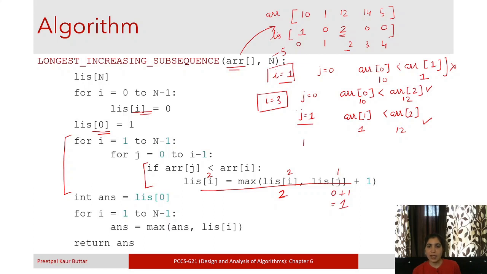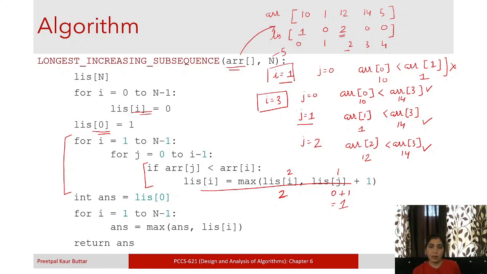When I is 3, j can vary from 0, 1 to 2. Okay, so we will also consider array at 2, and here we will compare it with array at 3 because I is 3. And what is the value at 3? Value at 3 is 14. And at 0 it is 10, then 1, then 12. Okay. So this condition is satisfied, this condition is satisfied, and this condition is also satisfied. All the conditions are satisfied.